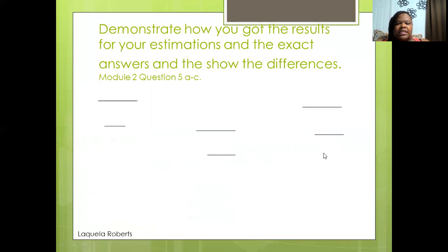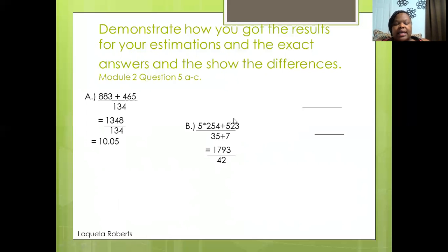Question 5, A through C. Demonstrate how you got the results for your estimations and the exact answers and show the difference. A, we got 883 plus 465 over 134. So that equals out to 1348 divided by 134 gives us 10.5, okay? B, 5 times 254 plus 523 over 35 plus 7 gives us 1793 divided by 42, and we get 42.69.